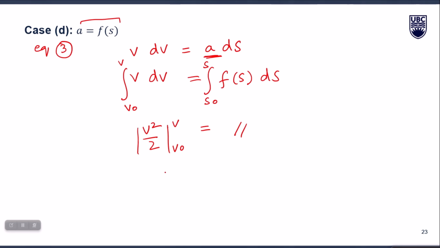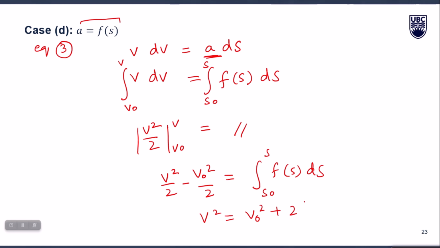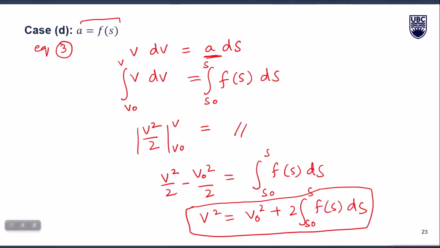when I apply the limit, it will simply become v square over 2 minus v naught square over 2 is equal to the same integration s naught to s f of s ds, right? Then it will become v square is equal to v naught square plus 2 times the same integration, f of s ds. So this last equation is actually relating velocity with distance, right? But when you evaluate it, put those limits and everything, you should be getting velocity as some function of s.